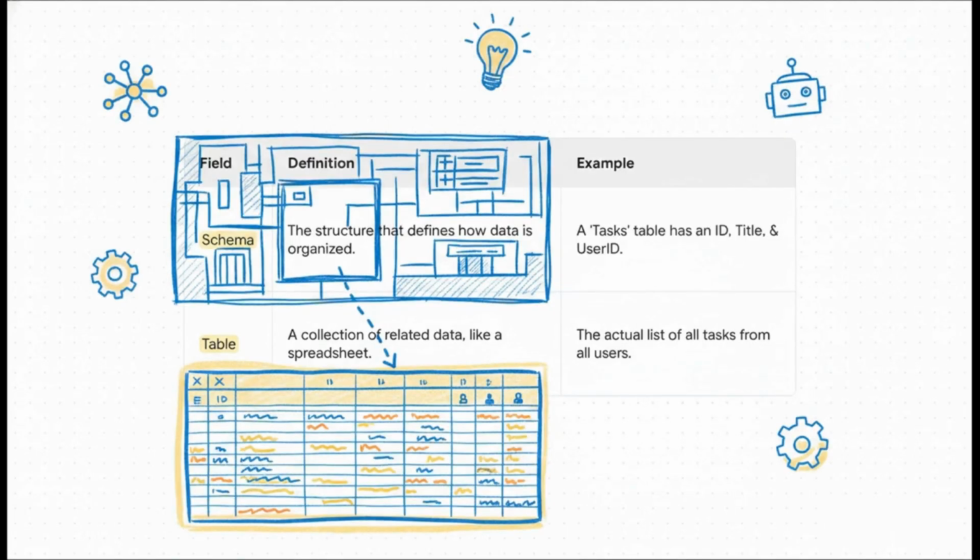This chart just perfectly shows how that data is organized. So the schema, think of it like a blueprint. It defines the structure, saying something like every task must have an ID and a title. This is great because it stops bad data from ever getting into your system. The table, on the other hand, is the actual collection of data itself. It's like a big spreadsheet filled with every single task from every user.